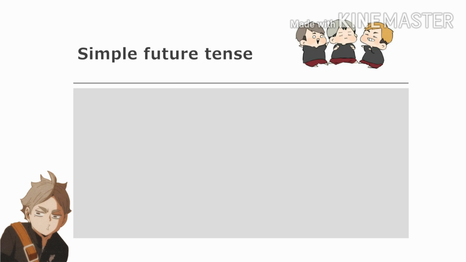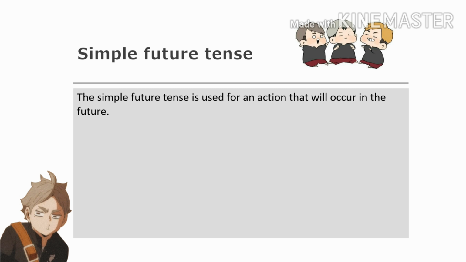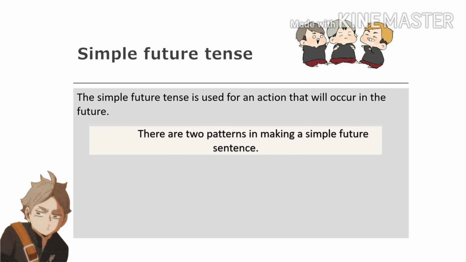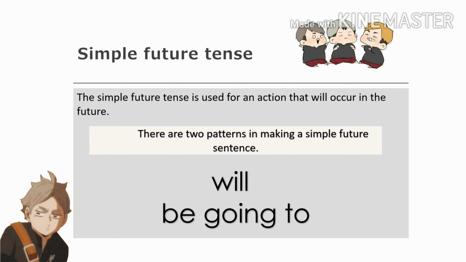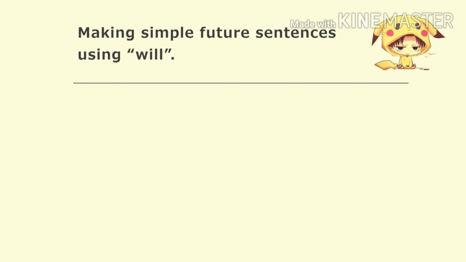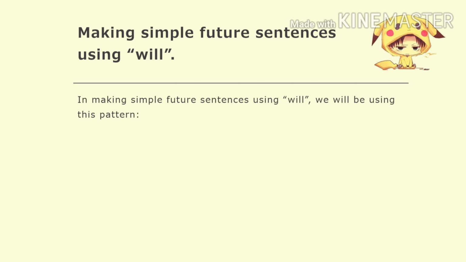Simple future tense. The simple future tense is used for an action that will occur in the future. There are two patterns in making a simple future sentence, using will and be going to. Making simple future sentences using will, we will be using this pattern: subject plus will plus verb.